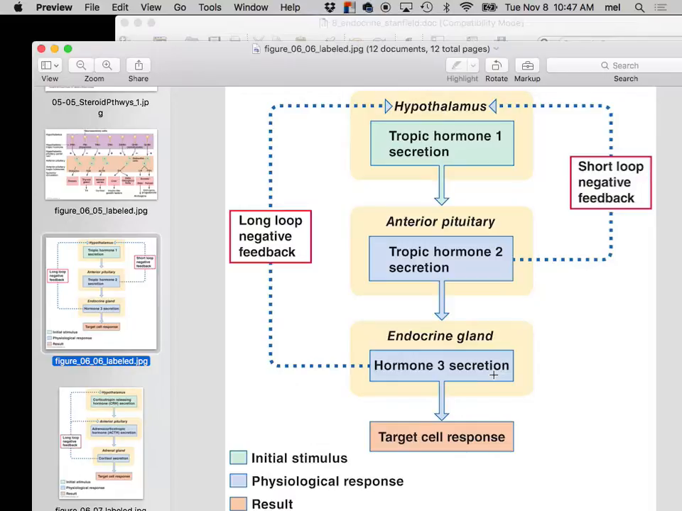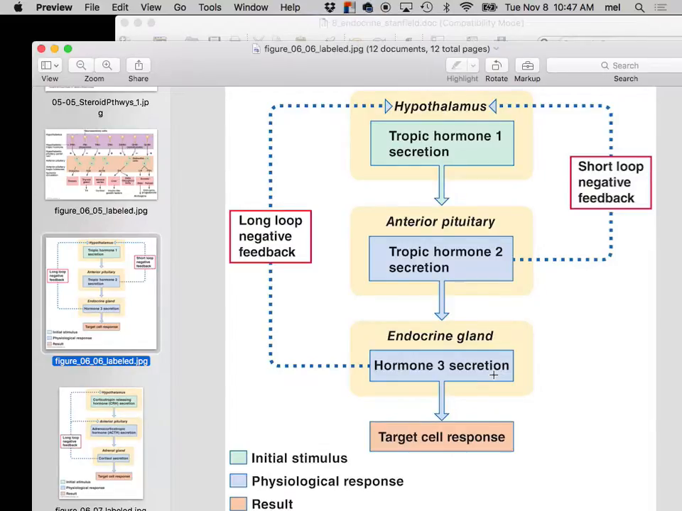Good? Okay, so now let's talk about hyposecretion disorders. I want to talk about a hyposecretion disorder in which the problem is with the thyroid, okay? If the problem is with the thyroid, tell me what you can expect about the level of T3 and T4. Low. Does that make sense? So the thyroid cannot make enough, so this level is going to be low.